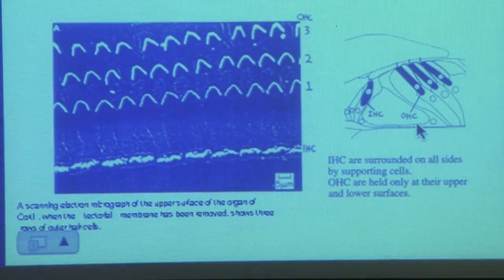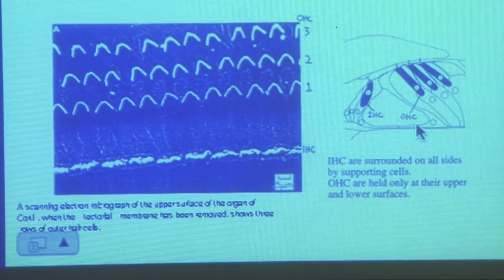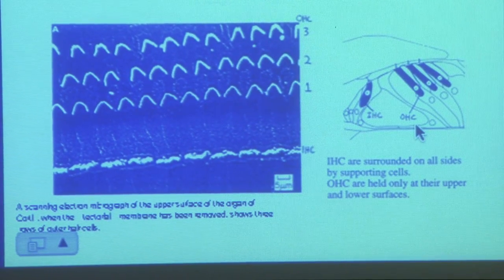Unfortunately, once they're killed in the mammal, they never come back. You cannot regrow your hair cells once they've been killed. In birds, they grow right back. It takes about 3 or 4 weeks. So you can kill all the hair cells in a bird cochlea and come back 3 or 4 weeks later, and they're all grown back. In the mammals, they don't grow back.